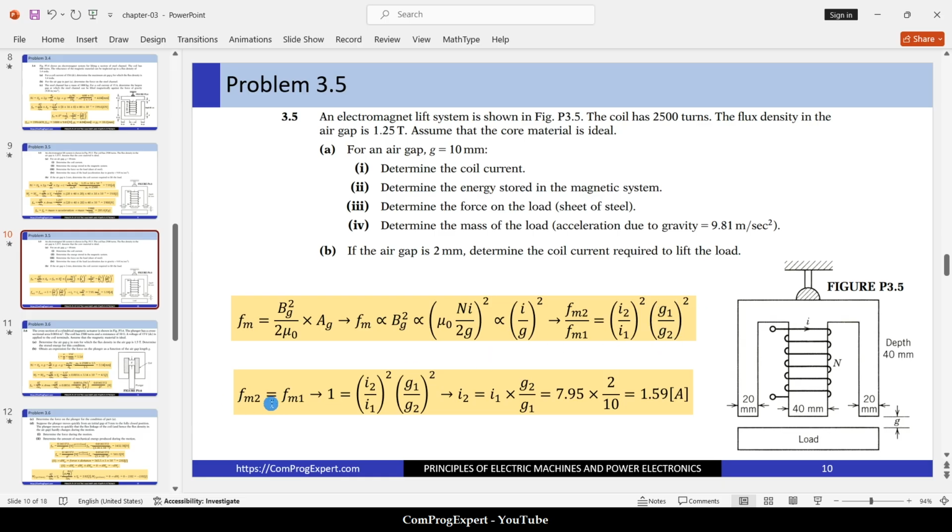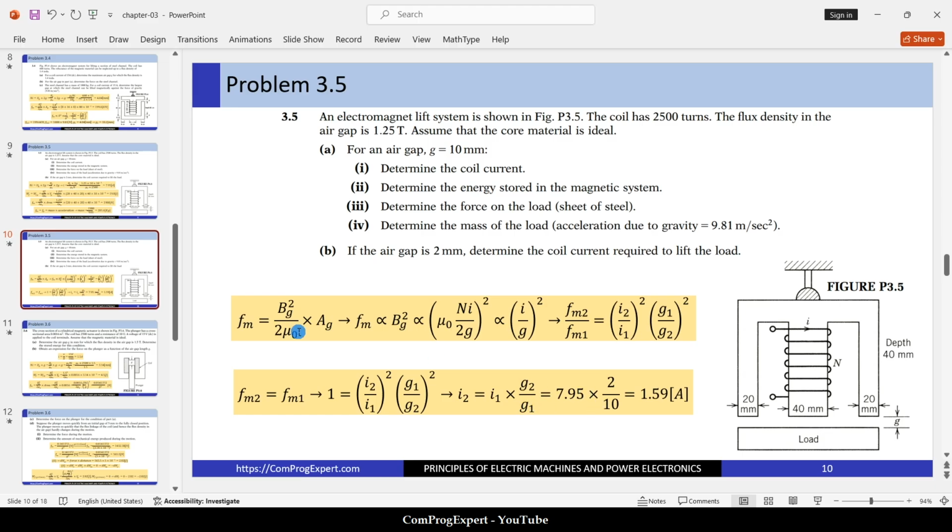We are going to have the same force, right? According to this one, we are going to lift the same load. The force of gravity is the same. In this case, Fm2 is equal to Fm1, so this fraction is 1. And the value of I2 is I1 times gap 2 divided by gap 1.